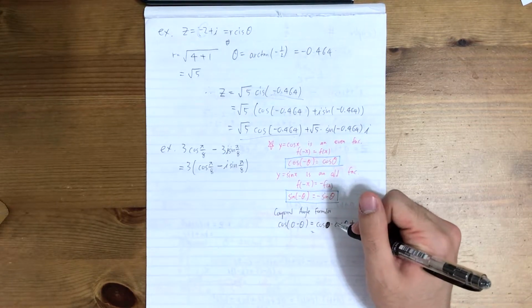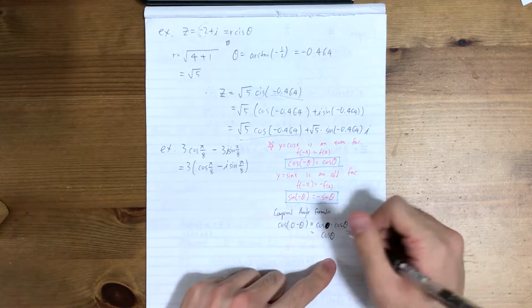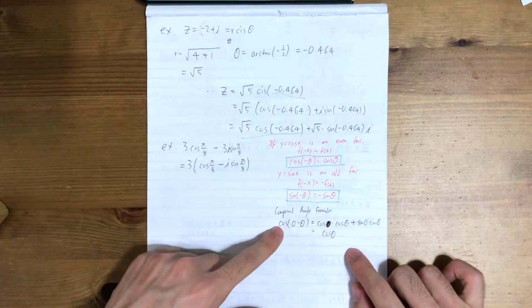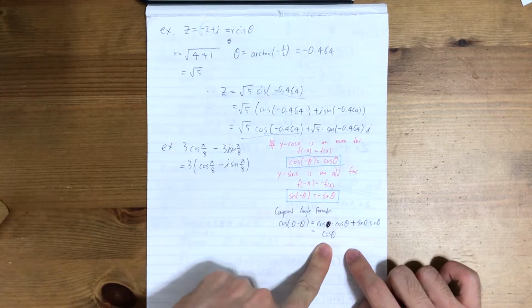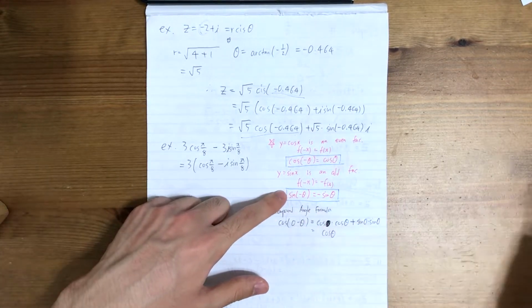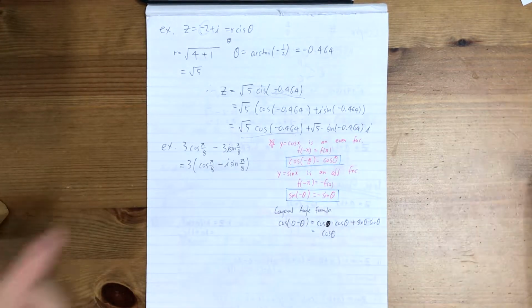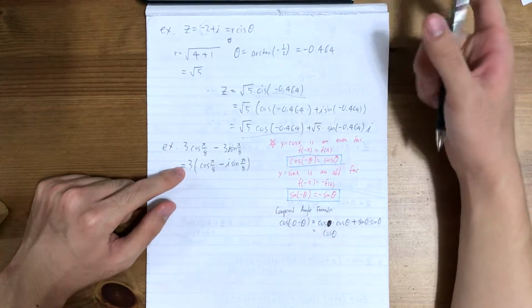Cosine 0 is 1, so 1 times cosine theta is cosine theta. Sine 0 is 0, so we don't have to consider it. So that means cosine negative theta equals cosine theta, okay? And you can do the same thing for sine minus theta and you will have the same result. Alright, then let's come back to this question.